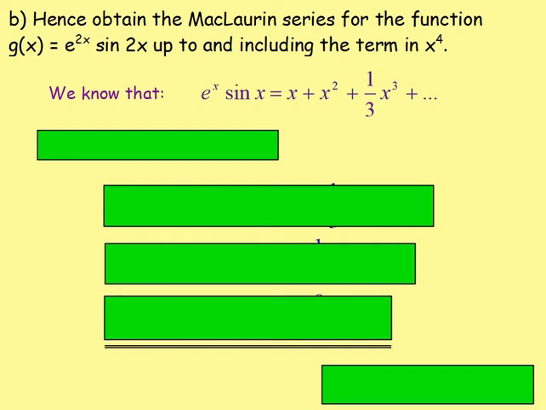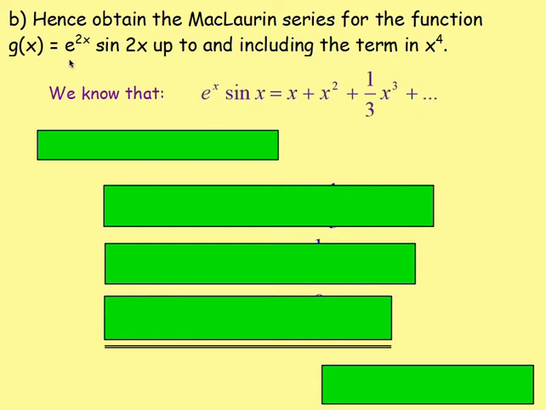Part B. Hence, obtain the Maclaurin series for the function g of x equals e to the power of 2x sine 2x up to and including the term in x to the power of 4. For this, because this is a part B, most of the time for part B you're going to be using what you already know or what you worked out for part A. So in part A we worked out that e to the power of x sine x equals x plus x squared plus a third x cubed, and so on.